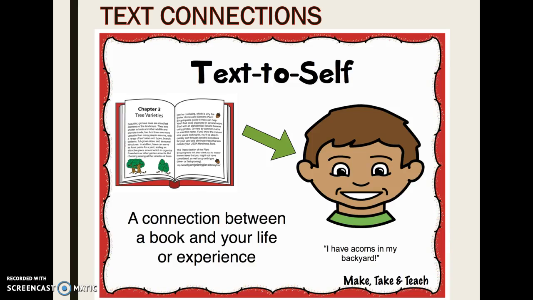Text to self connections. It's a connection between a book and your life or experience. So if you're reading a book on tree varieties and you have acorns in your backyard, you might be able to make a connection between the text and something that you already know.